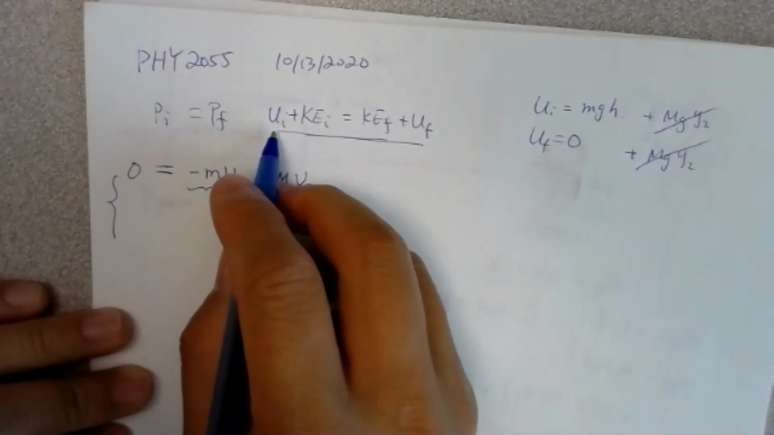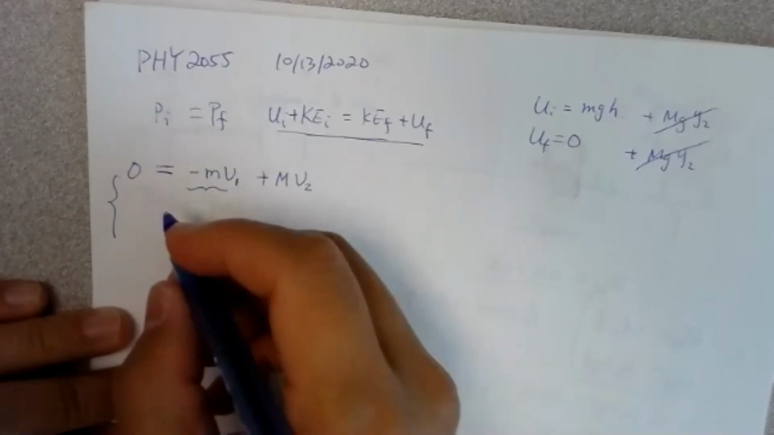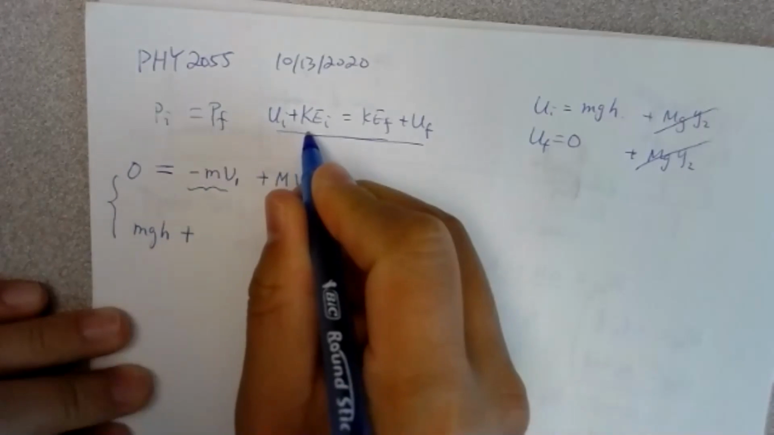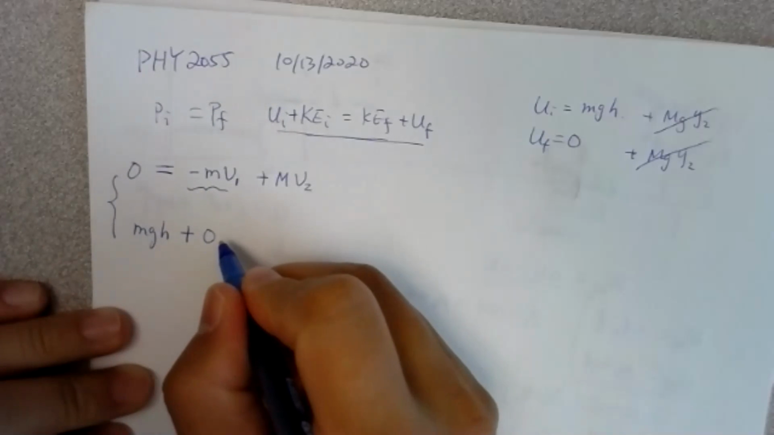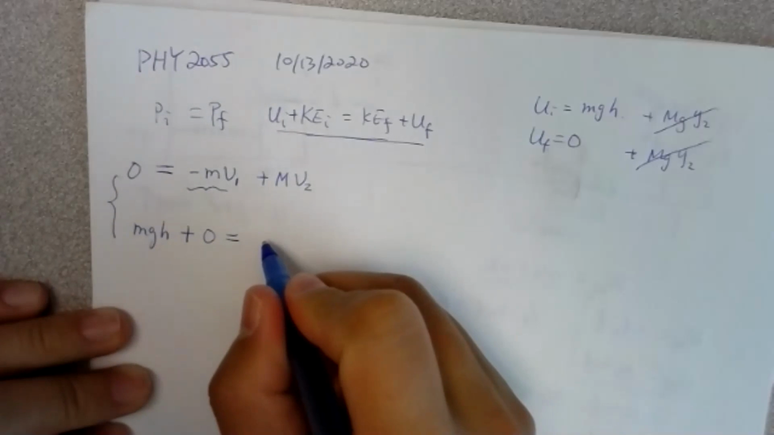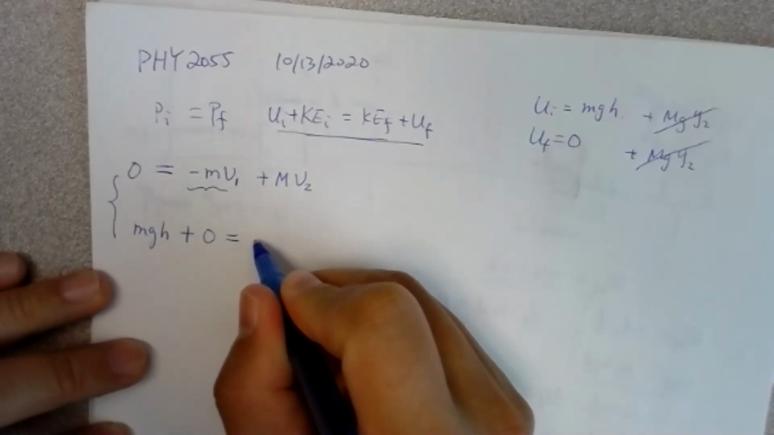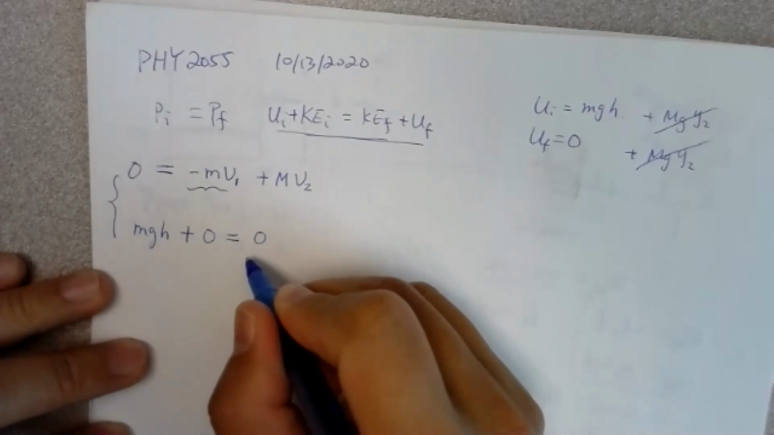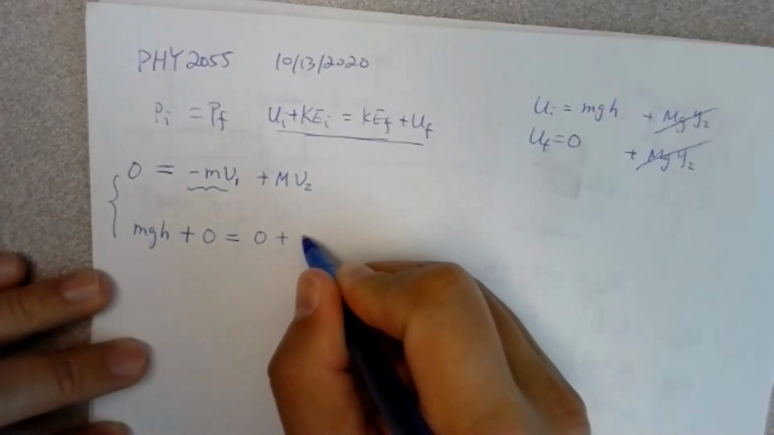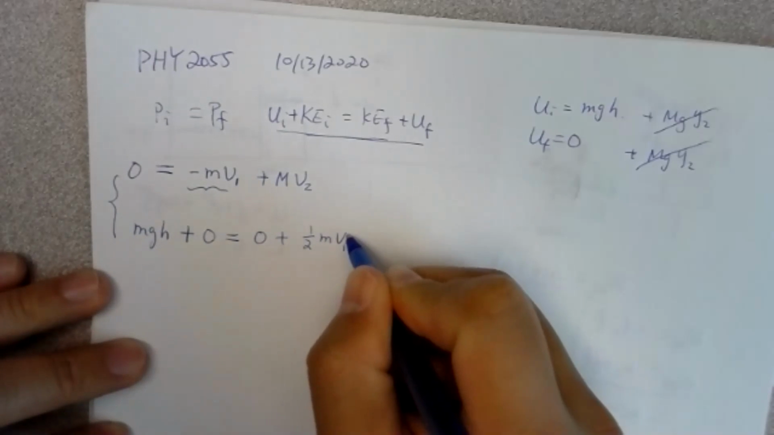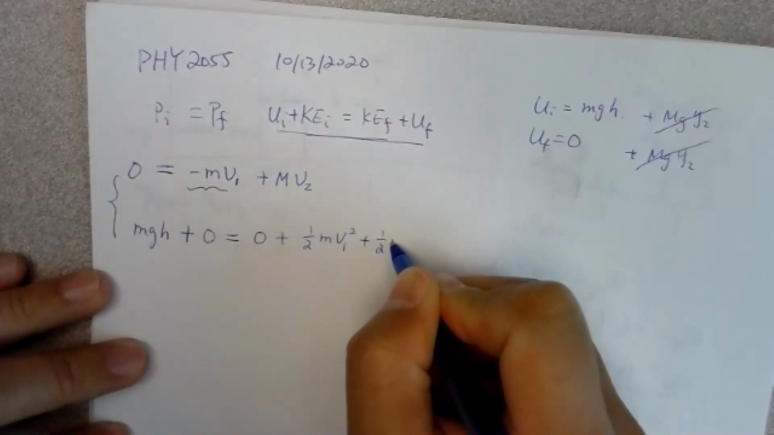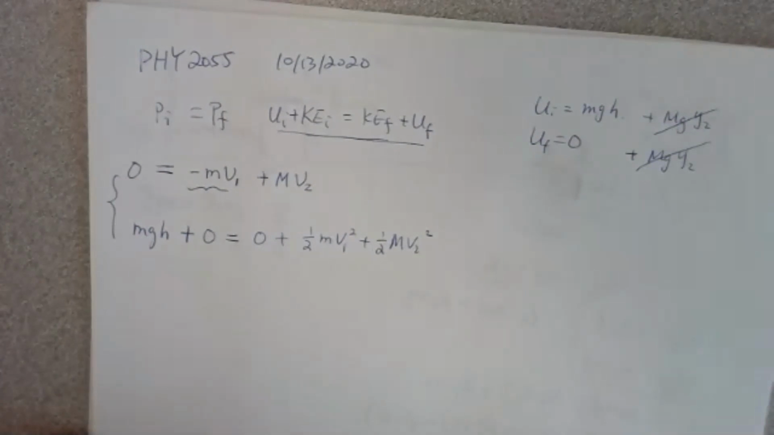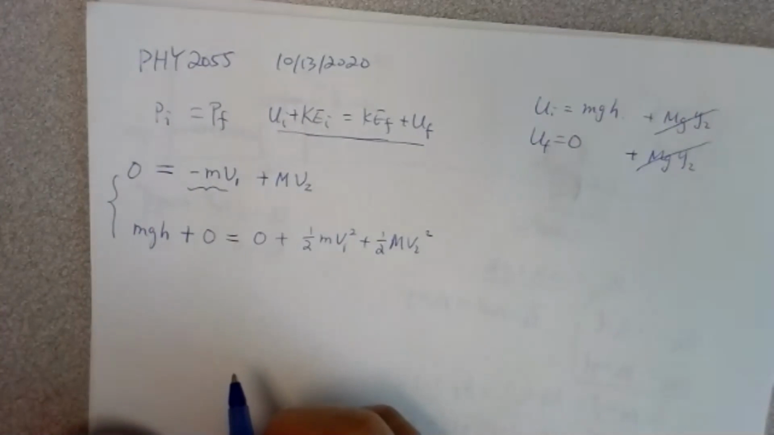So then the initial potential energy should be mgh, okay, plus kinetic energy. The two are at rest, so it should be 0. And then the final potential energy should be 0, okay, because the cart is at the low position, plus the kinetic energy 1/2 m v1 squared plus 1/2 capital M v2 squared. Okay, so you have these two equations. You can solve for v1 and v2.